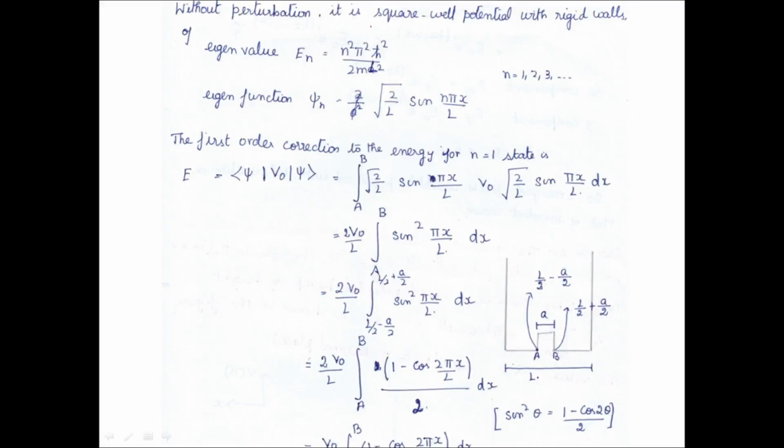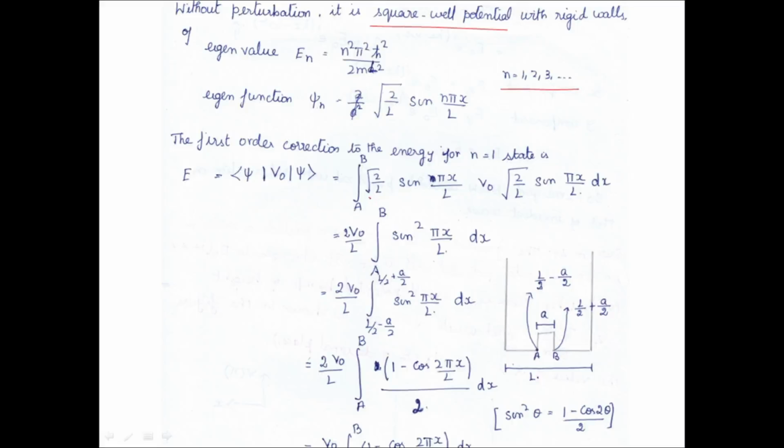If we take this square well potential without any perturbation, we get the eigenvalue E of n equal to n square pi square h cross square divided by 2m L square, and the eigenfunctions psi of n equal to root 2 divided by L sine n pi x by L, where n goes from 1, 2, 3 and so on. First, we will find the first order correction for the ground state, n equal to 1. That is E equal to the integral from a to b of root 2 divided by L sine pi x by L times V naught times root 2 divided by L sine pi x by L dx.